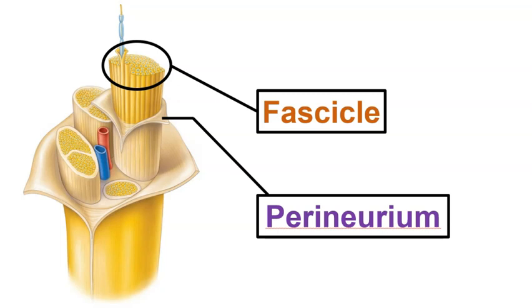We saw a similar arrangement with the skeletal muscles. Individual muscle cells are clustered together in fascicle bundles, and those fascicles are held together by connective tissues that are called perimysium.